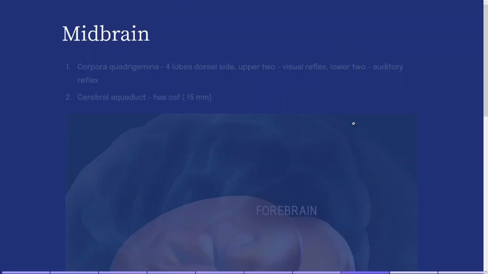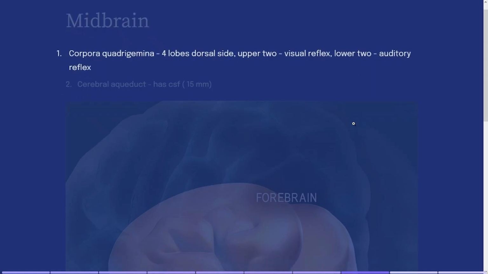Coming to the midbrain, there are certain things that are not given in NCERT that you need to know. For example, corpora quadrigemina is given in NCERT. There are four lobes present on the dorsal side of the midbrain that are called corpora quadrigemina. This is given in NCERT. What is not given is their function. The upper two lobes of corpora quadrigemina on the dorsal side of the midbrain help in visual reflex, and the lower two lobes help in auditory reflex. So remember that the upper two help in visual reflex and the lower two help in auditory reflex.